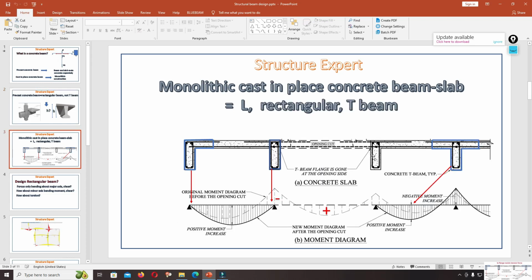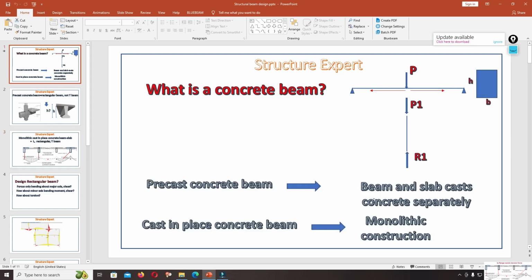It also depends on the portion of the section at the middle, where the compressive stress is on the top plane, so you can include the top plane to design as the T-beam. Conversely, when the top plane receives the tensile stress, especially at the support, you cannot design as the T-beam; you can design only for the rectangular beam. You can call the L-beam and T-beam plain beam. Precast concrete beam and slab are cast separately, whereas cast-in-place concrete beam is monolithic construction.